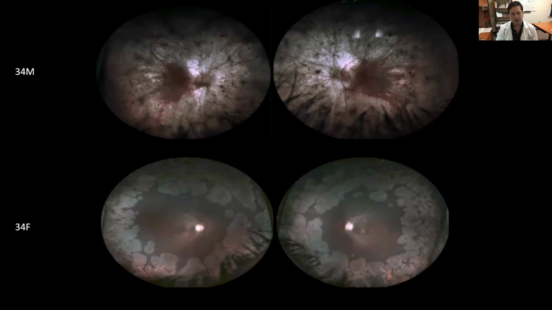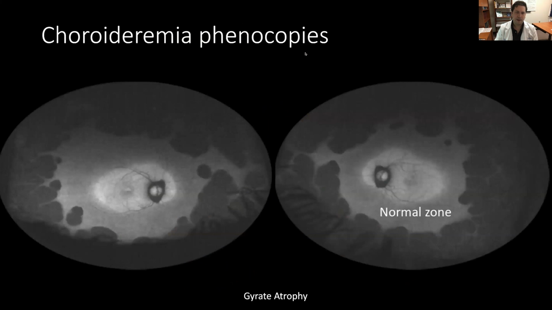And in the 34-year-old female, we see areas of scalloped and nummular areas of chorioretinal atrophy in the mid to far periphery, with preservation of RPE pigmentation and outer retinal health in the center. We think to ourselves, what might be going on here? This looks something like choroideremia, but doesn't follow the familial inheritance pattern. And that's where phenocopies become very important.